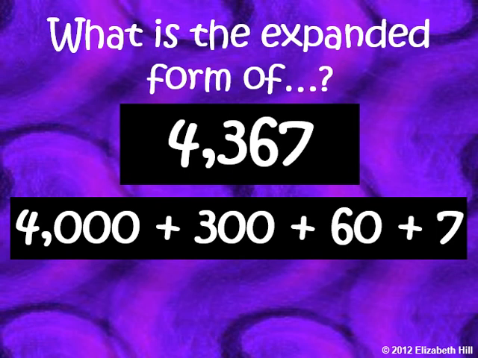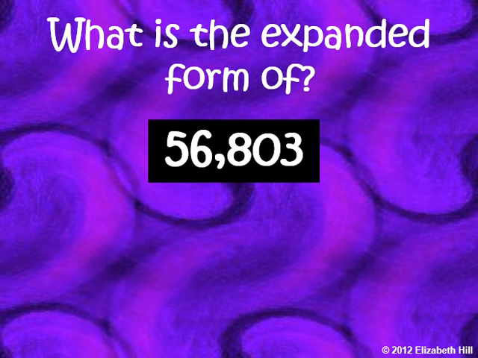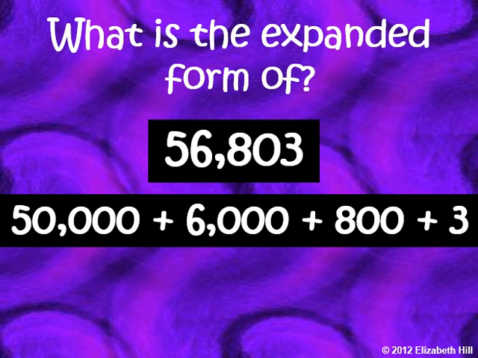Okay, let's try another one. What is the expanded form of this number? Pause the video, write down your answer for your expanded form. When you're done, hit play again, and you can check your answer. The answer is 50,000 plus 6,000 plus 800 plus 3.